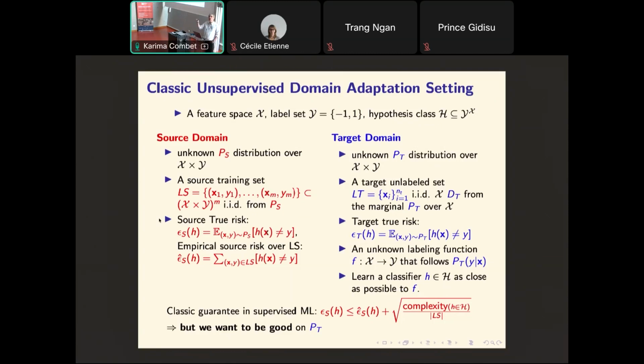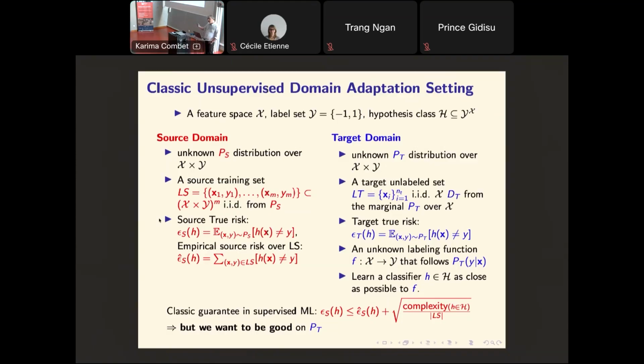Actually, we want to be good on this domain, not on the source only. So we also have the same assumption. We have an unknown distribution, but this time we observe an unlabeled target dataset. We don't have access to the labels, right? But still, we want to be good on the target true risk, so the probability that we commit an error on the target. And we assume that there is an unknown label function that follows the marginal distribution of the labels according to the instance. And what we want to do is to learn a classifier that approximates well the target function f.